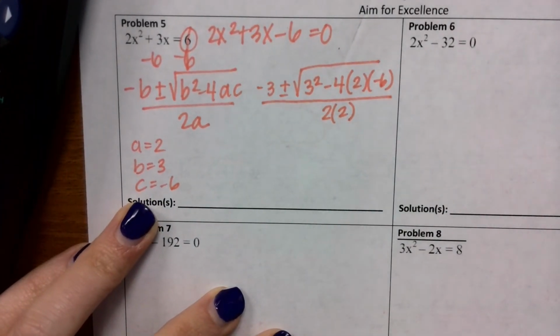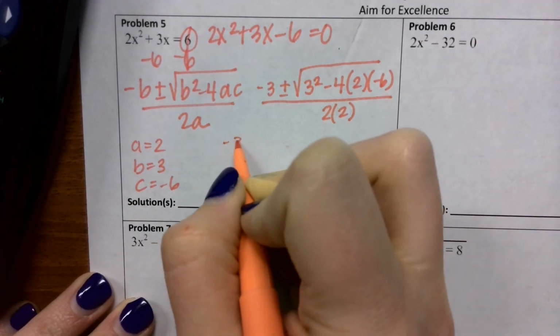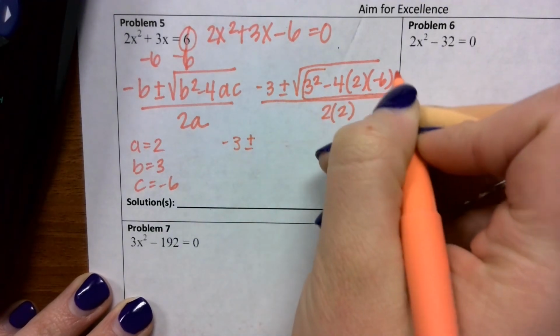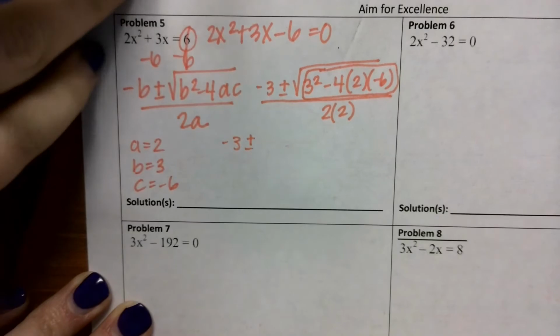We don't need to do any keep, change here. So this will stay as negative 3 plus or minus. And I told you guys that I want you to do what's underneath the square root first. And you're going to put it exactly as you see it in the calculator.